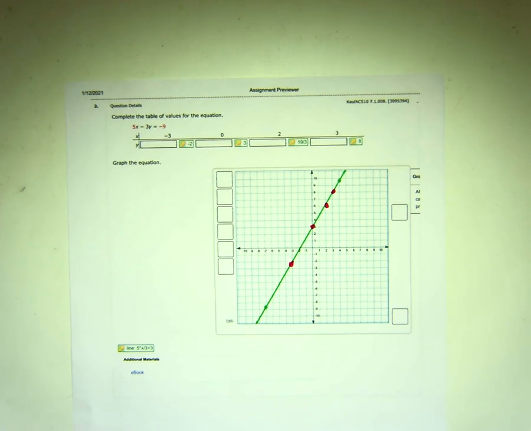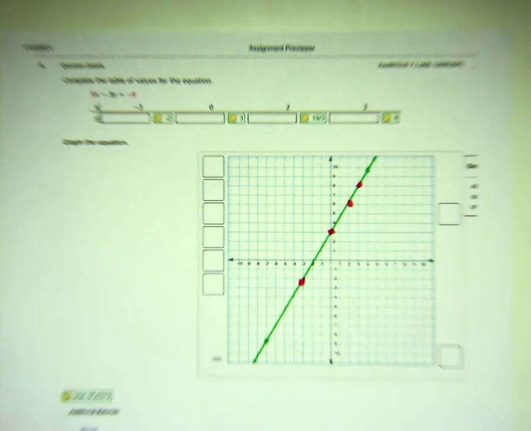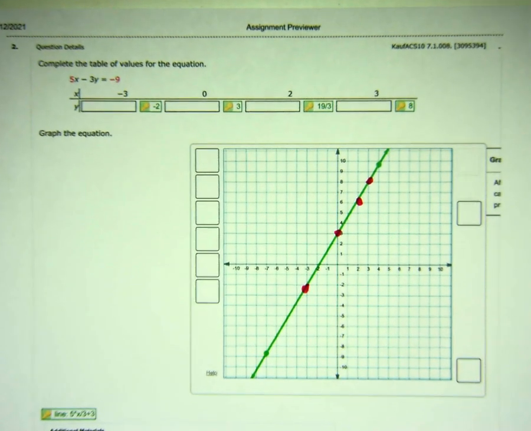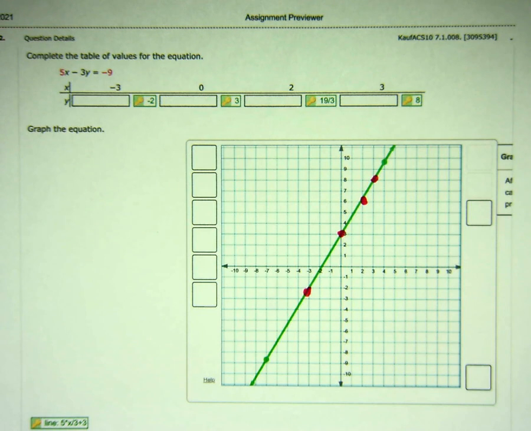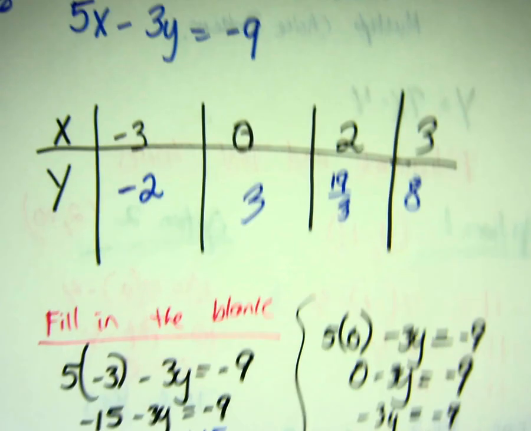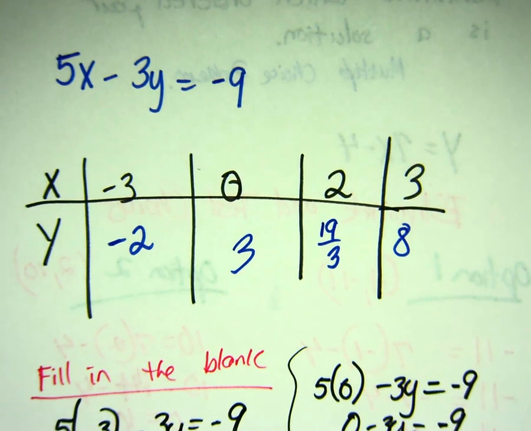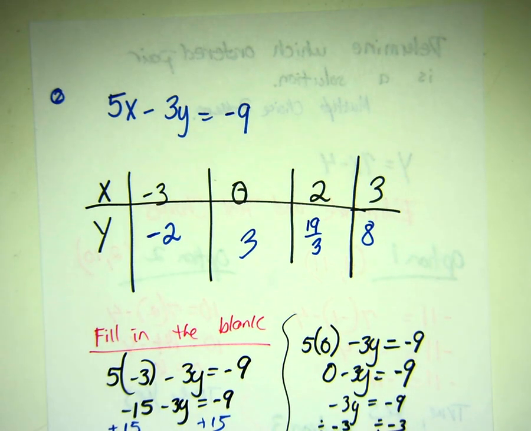Your next one is dealing with graphing. Once again, let me zoom in so everybody can see it. Take a moment to review it. What you see is the equation in standard form, 5x minus 3y equals -9. You then have to fill in the blank and then graph it. So I rewrote it for you. Hopefully you can see the blue. Let me zoom out so you can see everything that I did for this one.